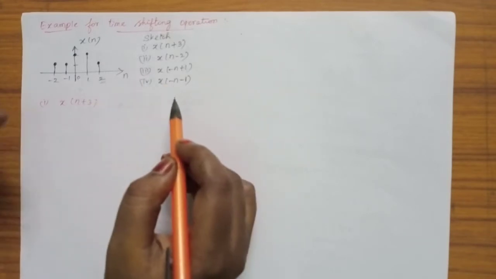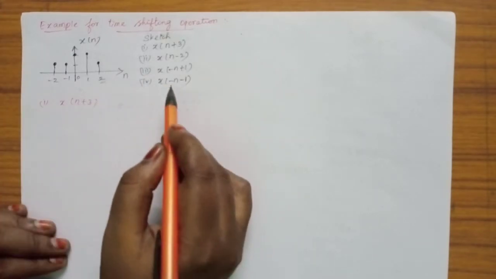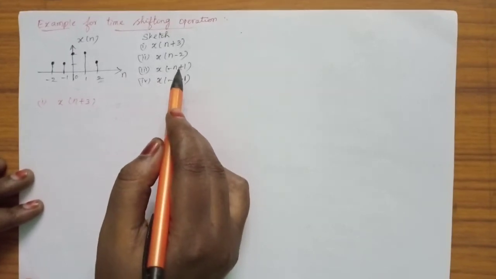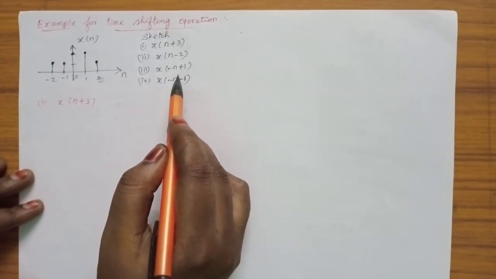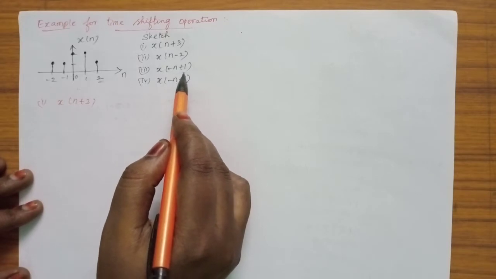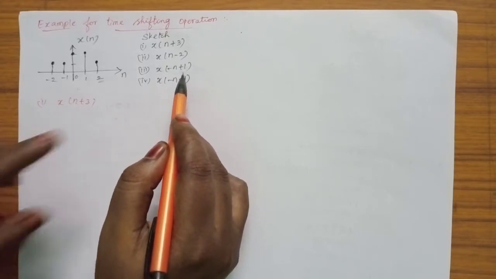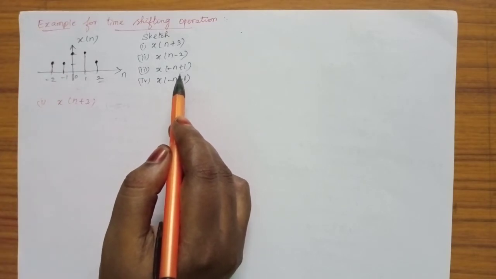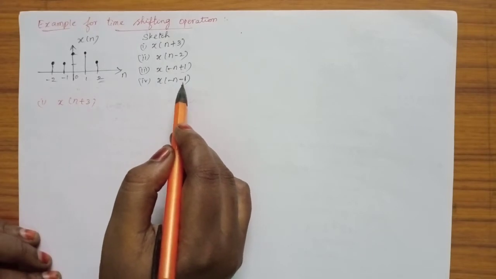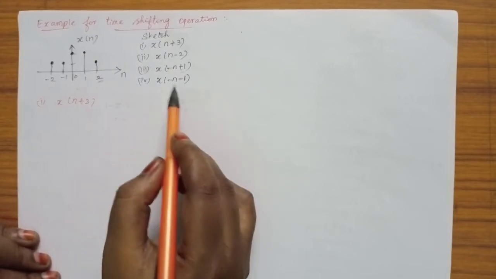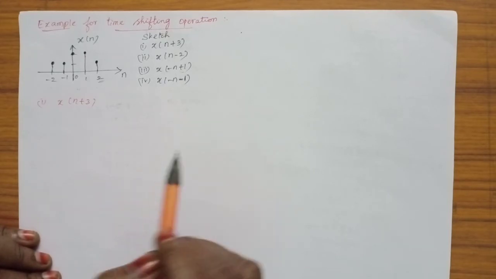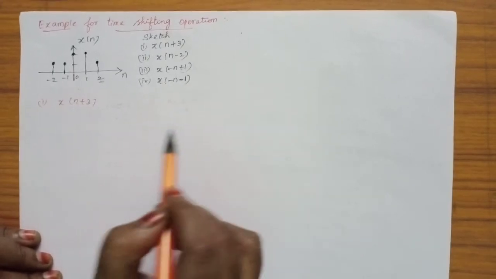Whereas the rule is reversed for the reversed signal, that is x of minus n plus 1. For this we first plot x of minus n and then do the same operation: plus 1 means we add 1 to the limits of x of minus n. Also for x of minus n minus 1, we first plot x of minus n and then subtract 1 from the limits. So we will plot one by one.